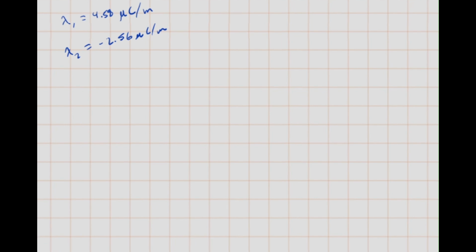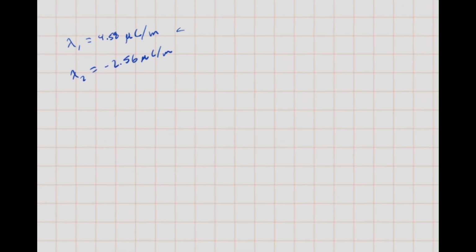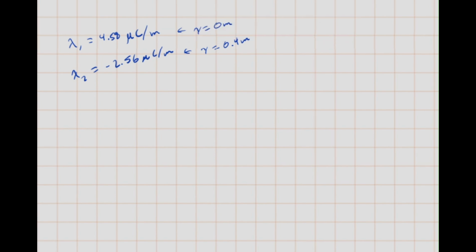Howdy. So we have a problem here that states we have two lines of charge with two separate line densities. The first linear charge density is equal to 4.58 microcoulombs per meter. And then we have a second line of charge, which is negative 2.56 microcoulombs per meter. The first one is at y equals 0 meters on the x-axis, and the second one lies on y equals 0.4 meters, parallel to the x-axis.